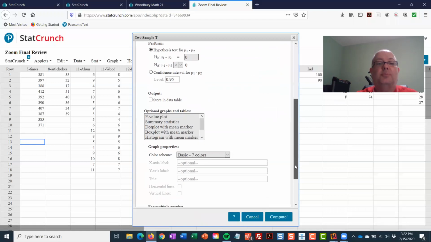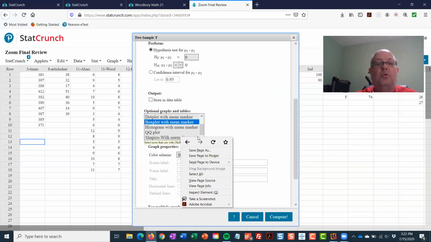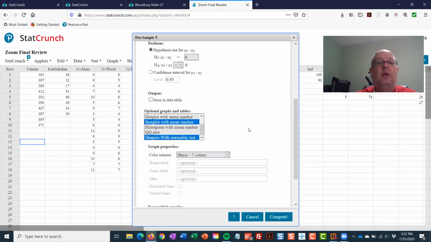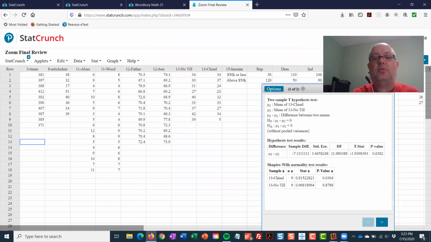Scroll down to where it says optional graphs and tables. And what we want to have is the box plot and the Shapiro-Wilk normality test. The box plot will show us if there are outliers. The normality test will let us know whether each sample is normally distributed or not. Press compute. All right, let's take a look at these results.